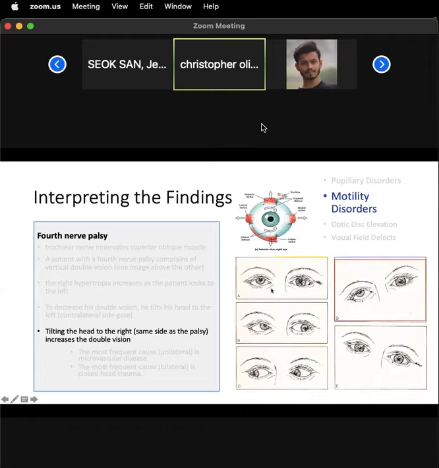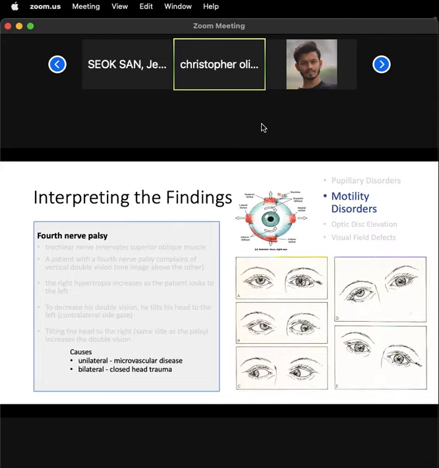So in the straight gaze, you notice there is already an abnormality of the right eye, the palsied eye. On contralateral gaze, it even worsens. And the head tilt to the same side also worsens. So you can consider fourth nerve palsy. If unilateral, the cause may be microvascular disease; if bilateral, other causes.